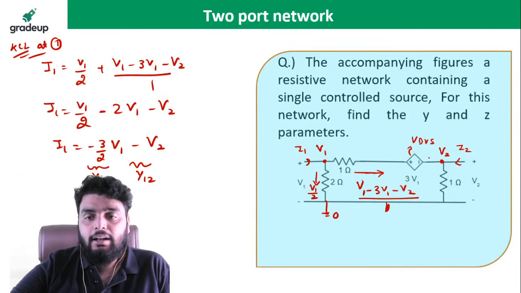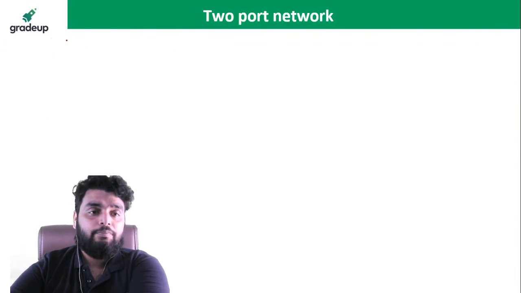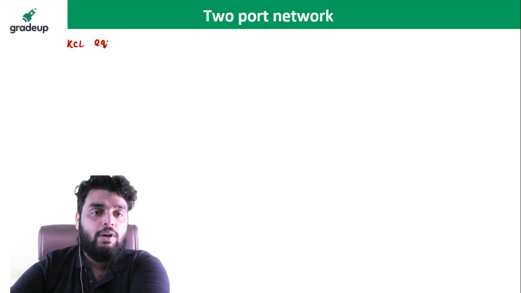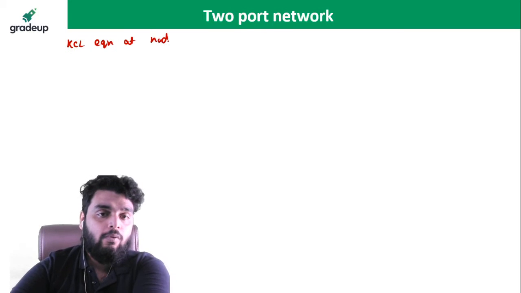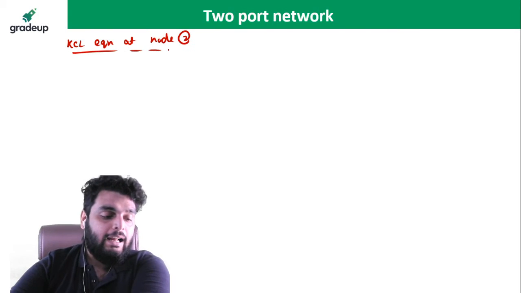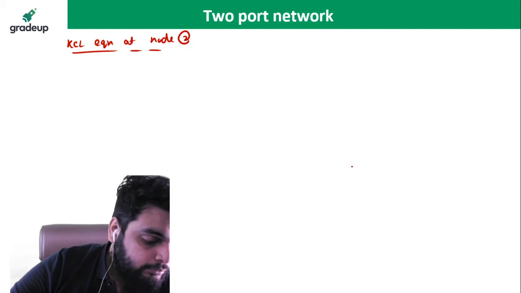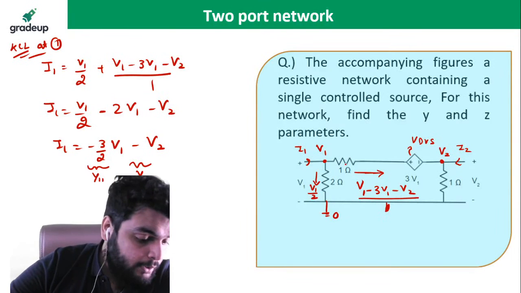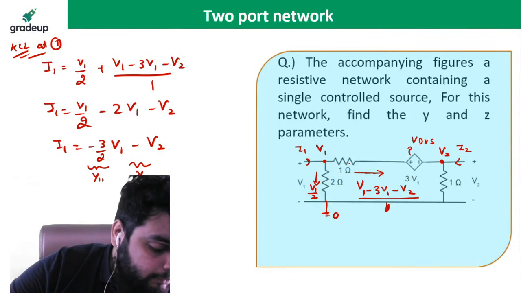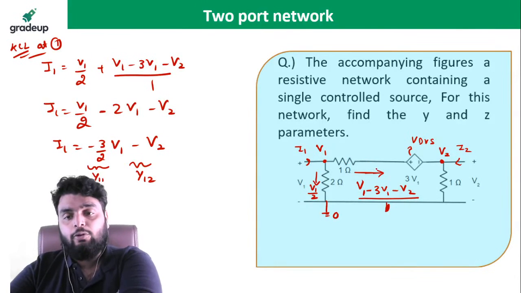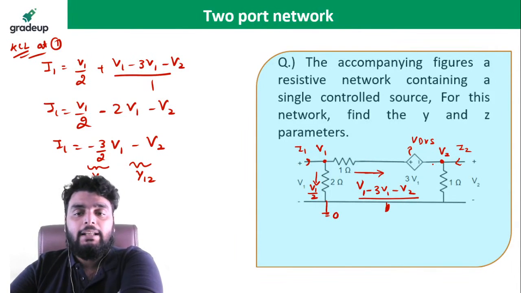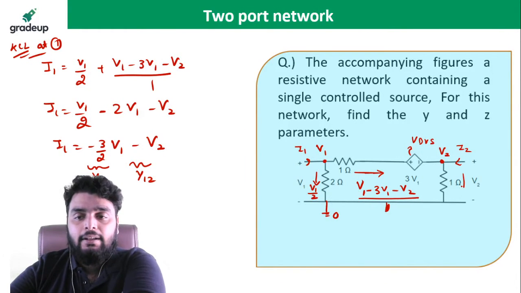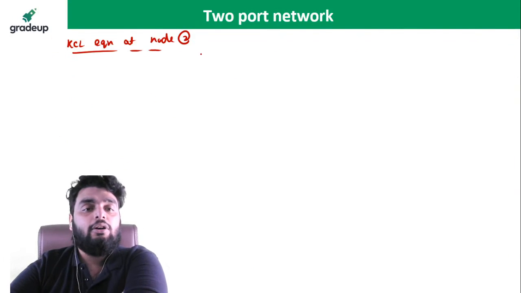Okay, now next I will write KCL equation at node 2. So KCL equation at node 2. So if I write the KCL equation, okay, Komal is asking V1 minus V2 minus 3V1. Yes, Komal, correct. So right now I will write the KCL equation here. So you can see this current I2 is entering and this is the current V2 divided by 1, voltage divided by resistance. So apply the KCL.